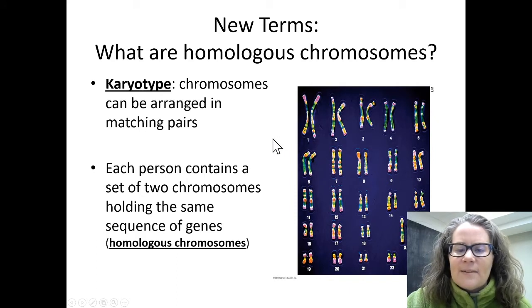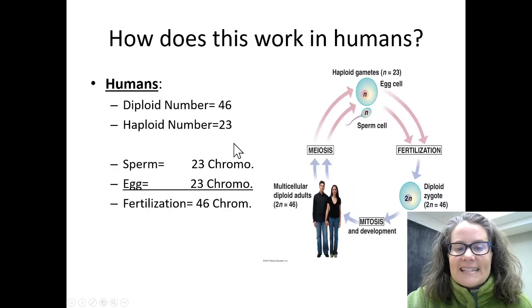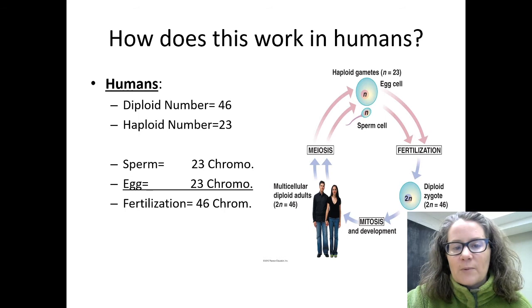Now, where do these matching sets of chromosomes with the same sequence come from? Well, one chromosome from each set comes from an egg, the female will donate it, and one chromosome from each set will come from the sperm or the male. So essentially, one of your homologous chromosomes comes from your mother and one comes from your father for each of these sets. Now in humans, this is interesting because our diploid number is 46. And so that is where you have 2 of each of your homologous chromosomes, one from your mom and one from your dad. But the haploid number is 23. So if we halve that diploid number, we get 23.